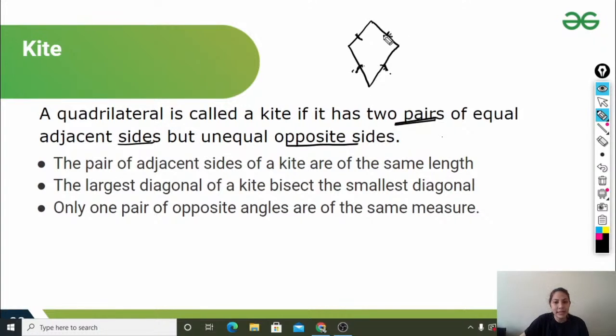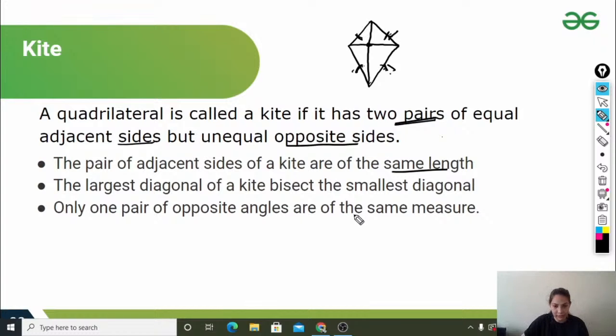Such type of quadrilateral is called a kite. Now, the pair of adjacent sides of a kite are of the same length, meaning these should be of the same length. The largest diagonal of a kite bisects the smallest diagonal. So, this is the largest diagonal and this is the smallest diagonal. This bisects the other.